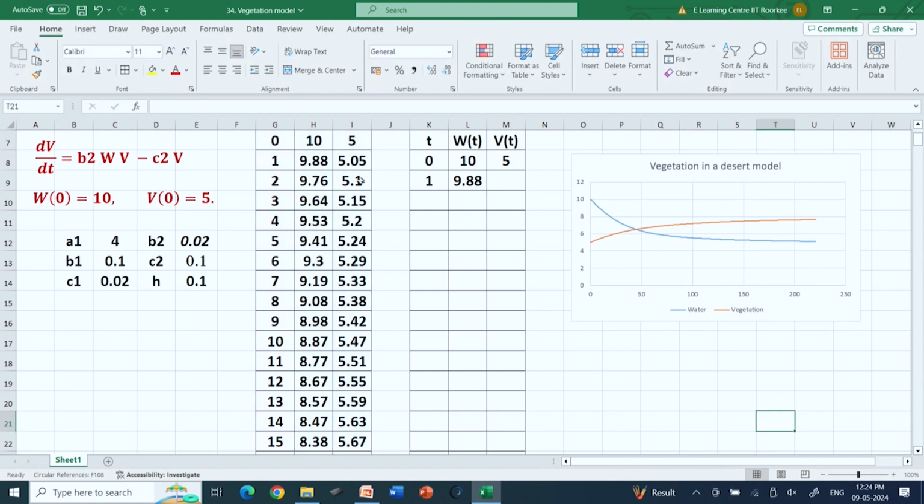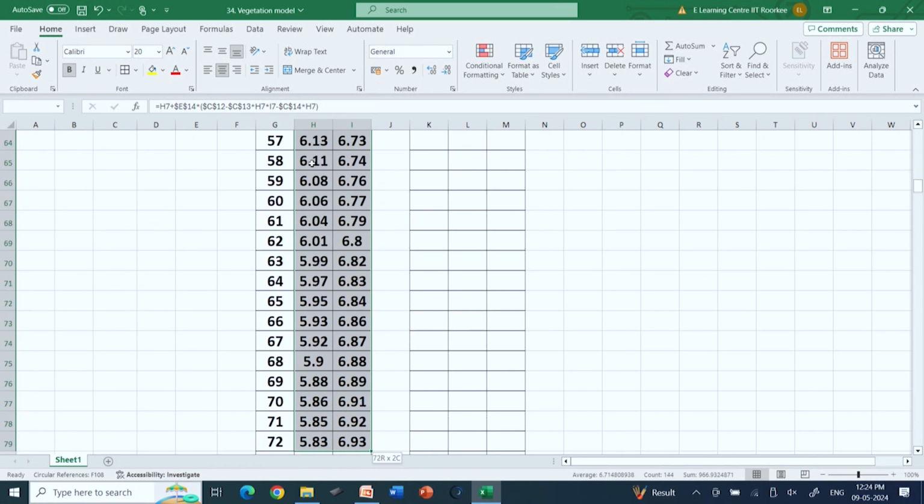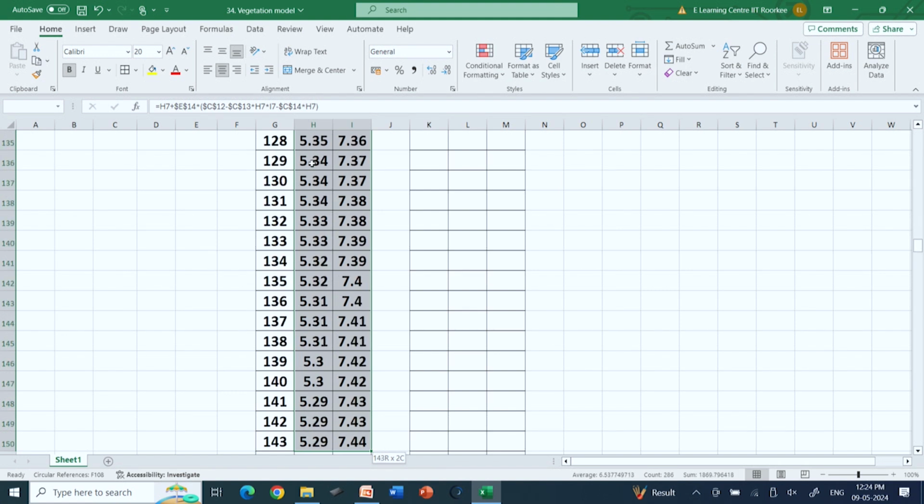And if you want to calculate the phase portrait, then you highlight these two values only and calculate all the values.